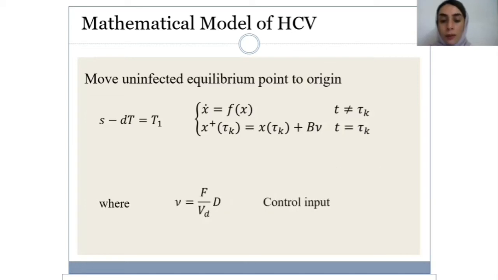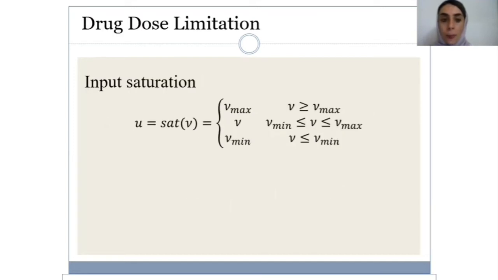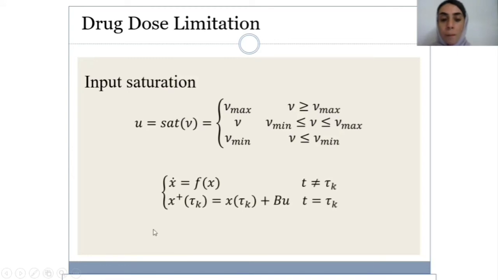Also, nu is the control input, that is the drug dose, and x plus shows the states value after the drug administration. In order to consider the drug dose limitation, the input saturation nonlinearity has been considered. And in this equation, nu is the drug dose that has been defined before, and u is the saturated control input. Also, nu max and nu min are the values that are available in the literature. By considering this relationship, the system model becomes as this equation.